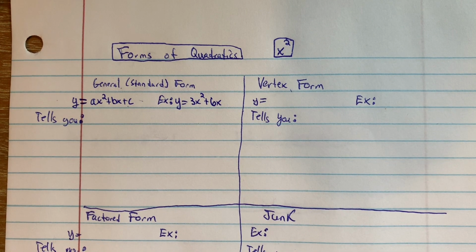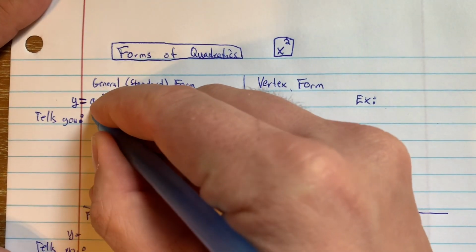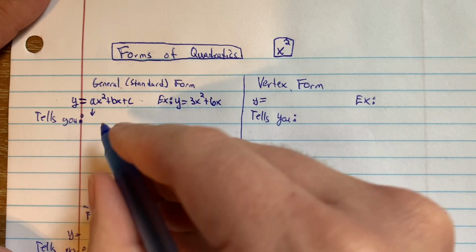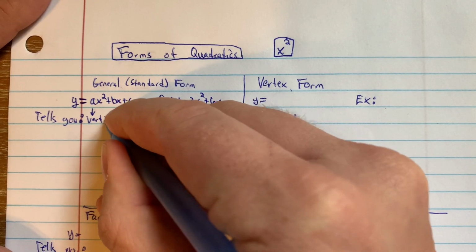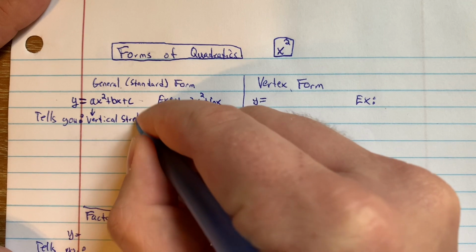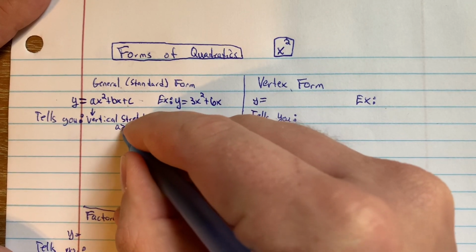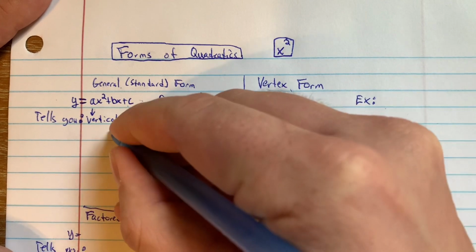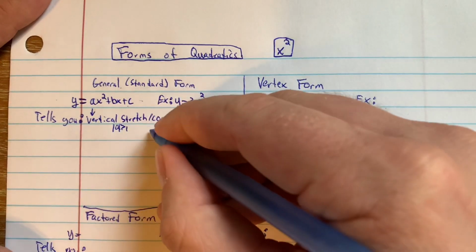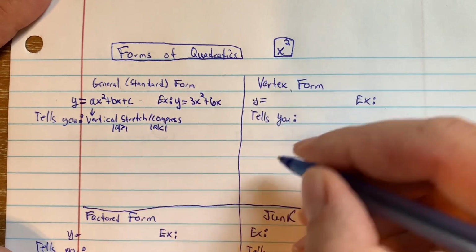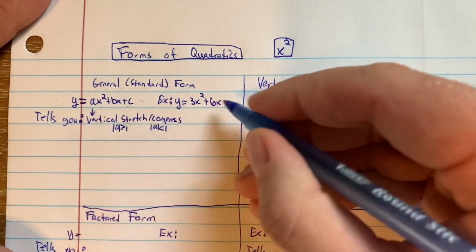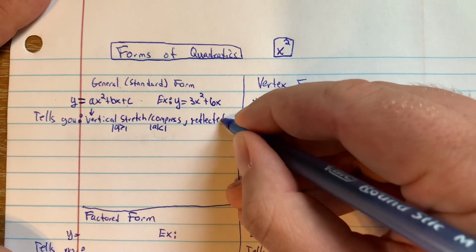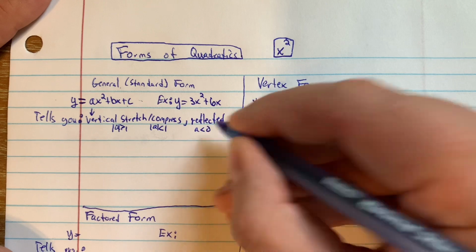So what does general form tell us? Well, the A tells us whether it's vertically stretched or compressed, just like before. So vertical stretch, and let's remember that that's if the absolute value of A is bigger than 1, or compress if the absolute value of A is less than 1, because it doesn't matter whether it's negative or positive. The A also tells you if it's reflected, and that's if A is negative. So A is less than 0.